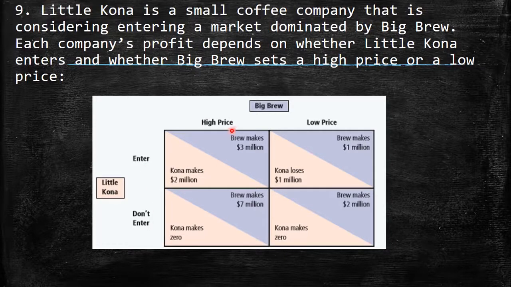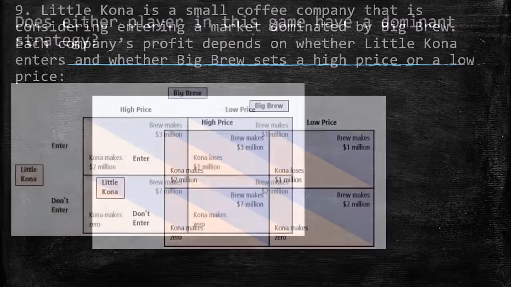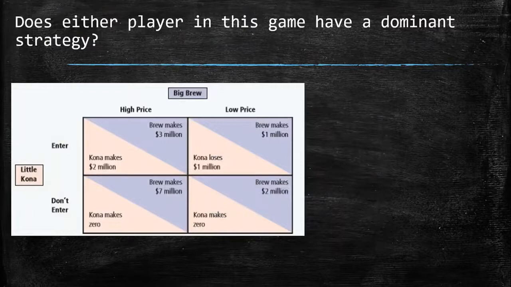If Big Brew establishes a high price and the other one enters, Kona will make 2 million and the other one 3 million. The payments should be exactly the same for the other one. For example, if it's low price and don't enter, Big Brew will get 2 and this one should get 0. Okay, so then the first question says, does either player in this game have a dominant strategy?